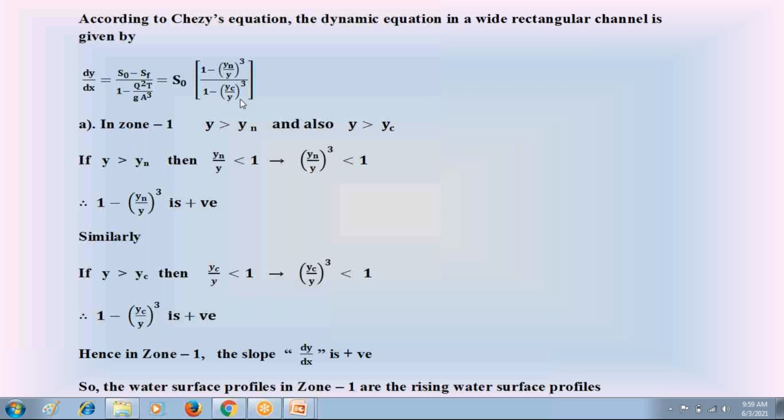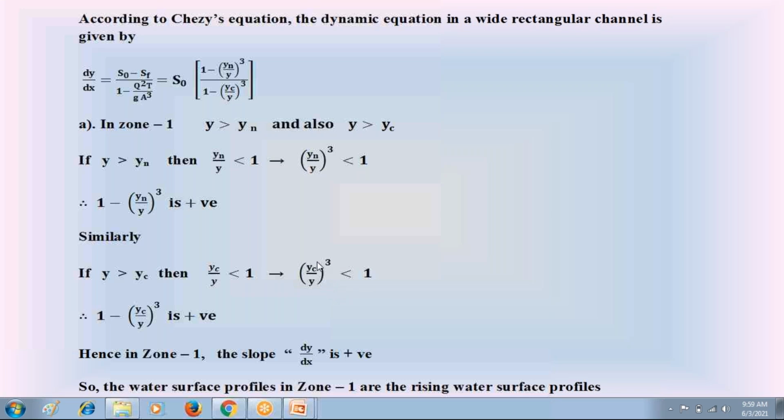Now coming to this denominator in zone 1, we know that Y is greater than Yc. In zone 1, depth of flow Y is greater than the critical depth Yc. Since Y is greater than Yc, Yc by Y is also less than 1. Because this depth of flow Y is greater than Yc, Yc by Y is less than 1. Since Yc by Y is less than 1, (Yc by Y) whole cube is also less than 1.